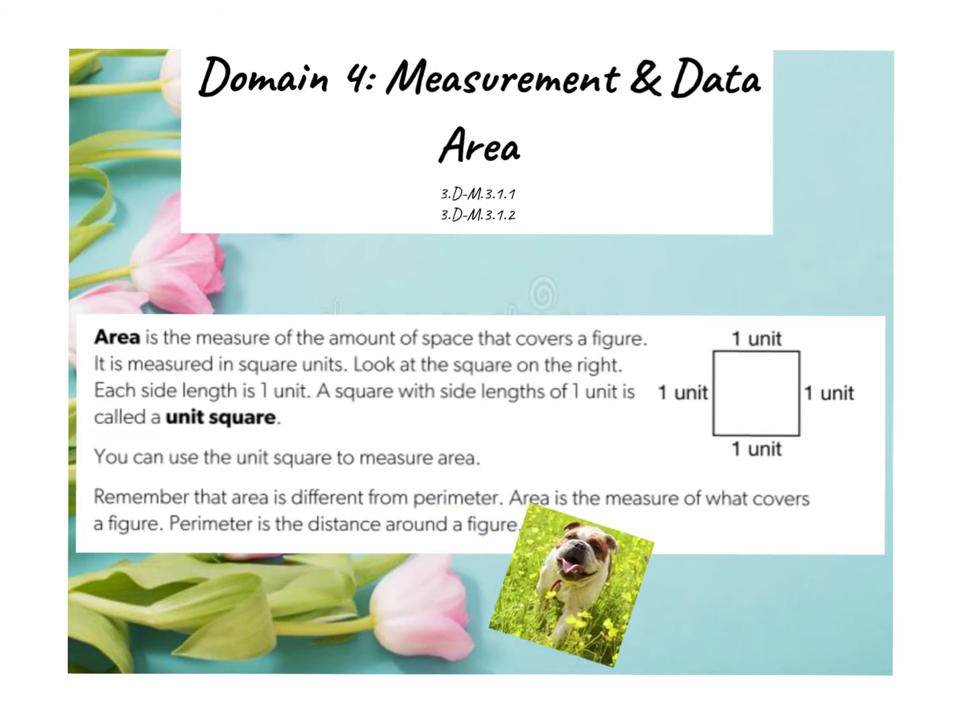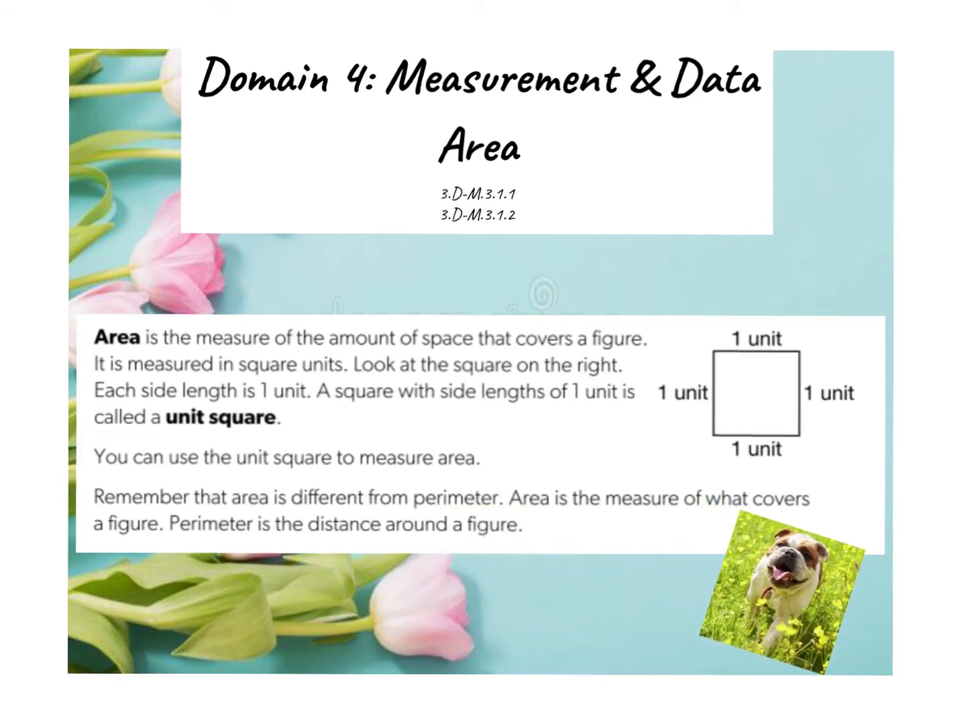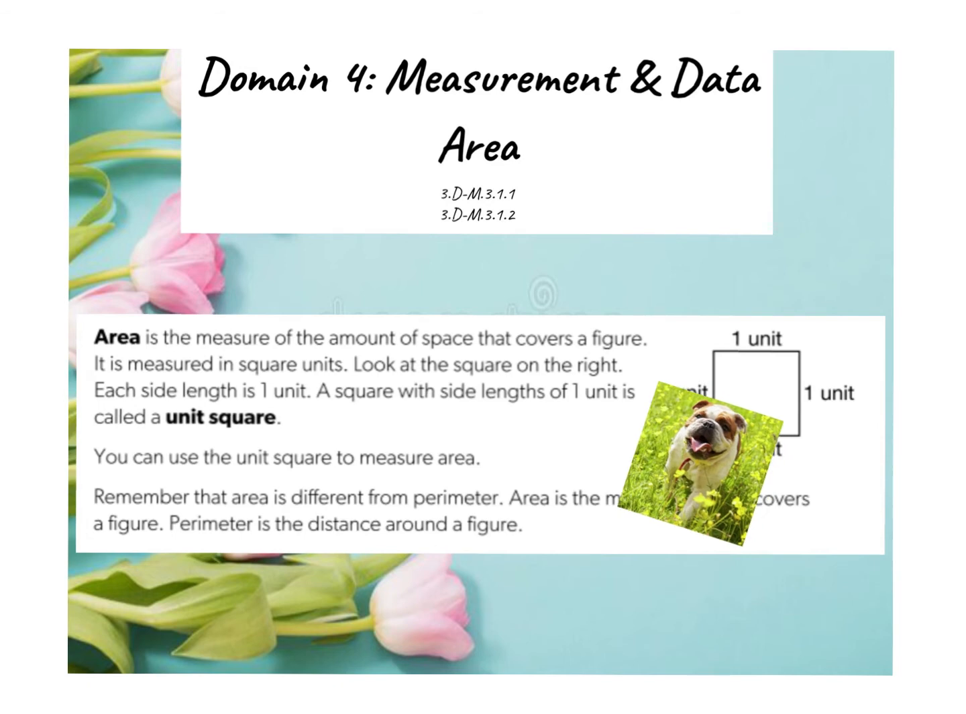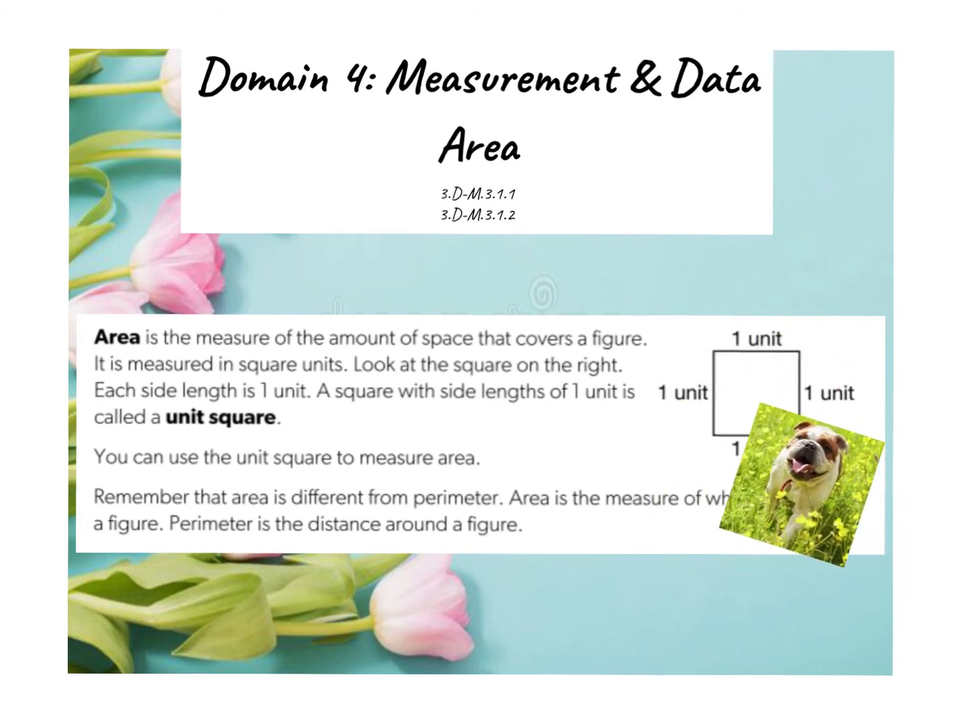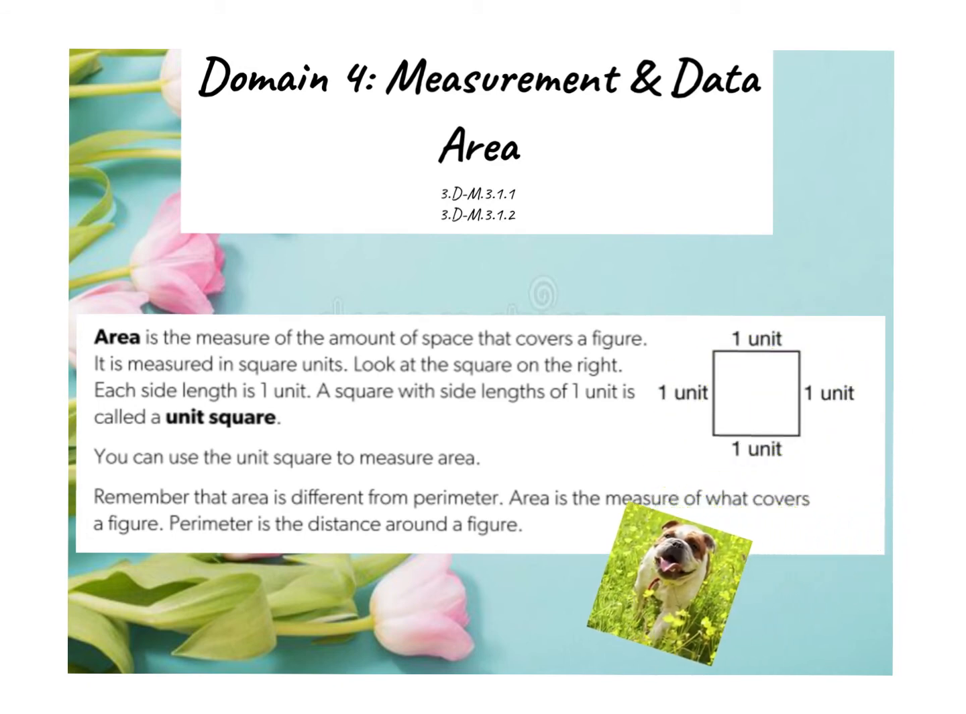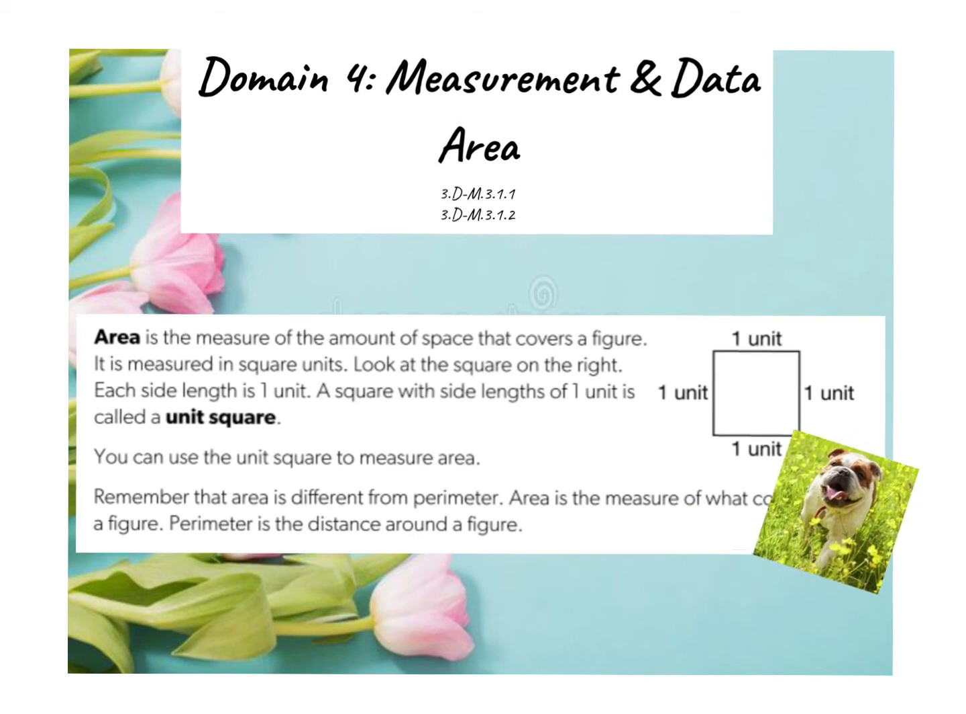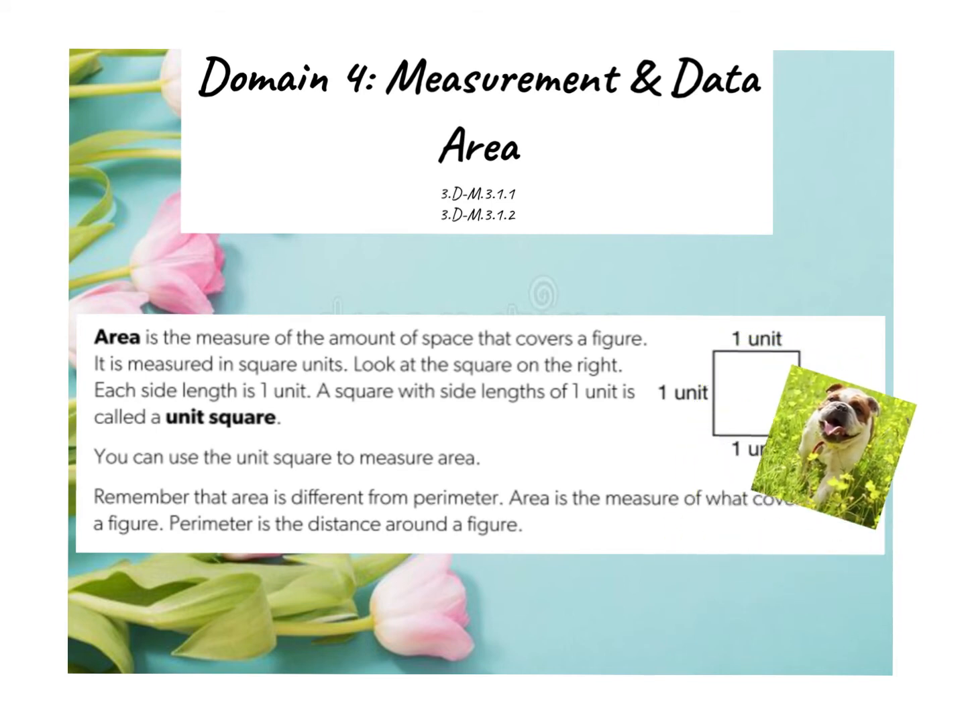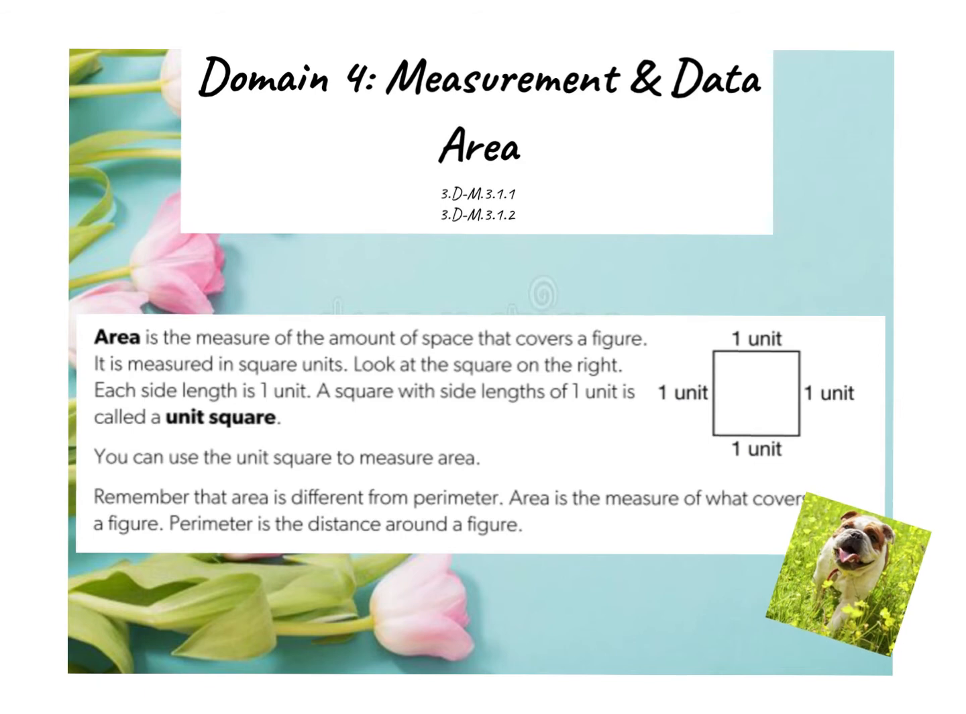Remember that area is different from perimeter. Area is the measure of what covers a figure. So we talk about area as the space inside the shape, right? And perimeter is the distance around a figure. Perimeter is when we add up all the sides, okay?